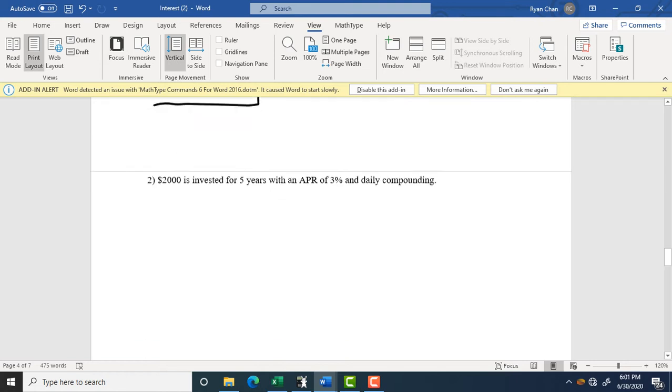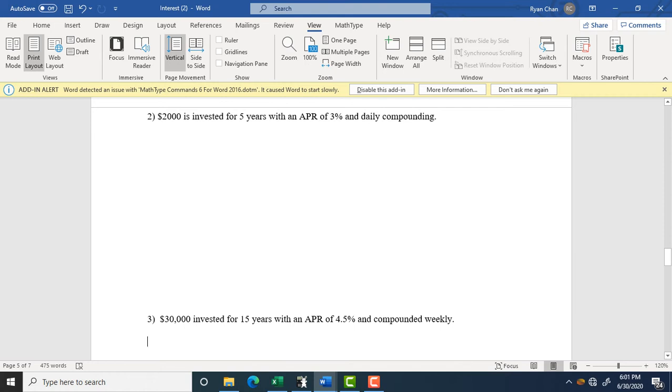Okay, let's do one more example. So it says 2,000 is invested for 5 years with an APR of 3% and daily compounding. Okay, so same thing. I'm going to do A is equal to P times 1 plus R over N raised to the NT. P is 2,000. R is 0.03. And since it's daily, it's going to be 365 because there's 365 days in a year. My N is 365, and my T is 5 here.